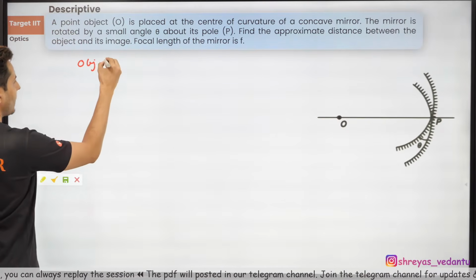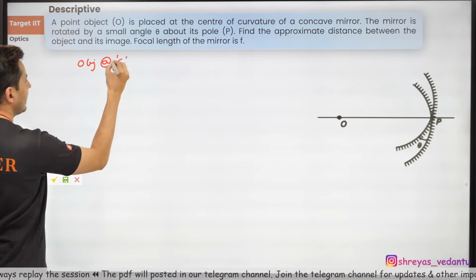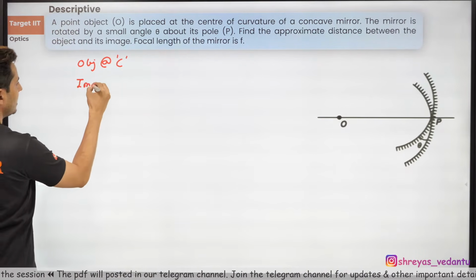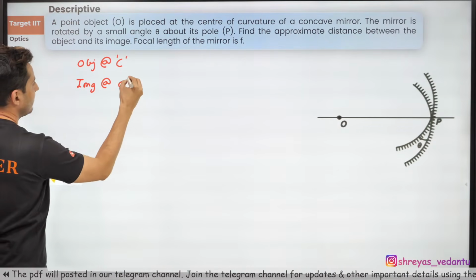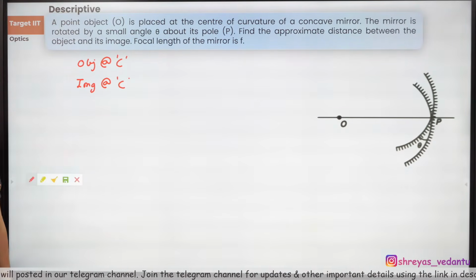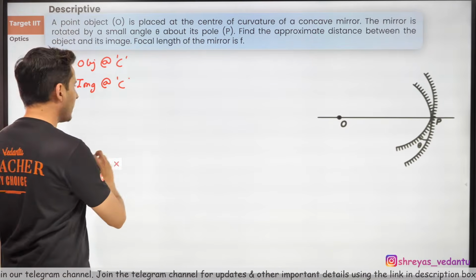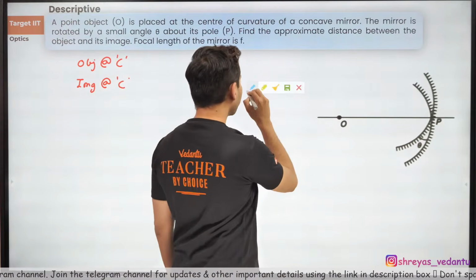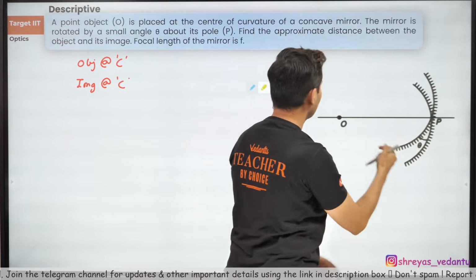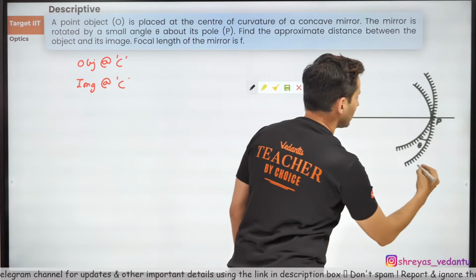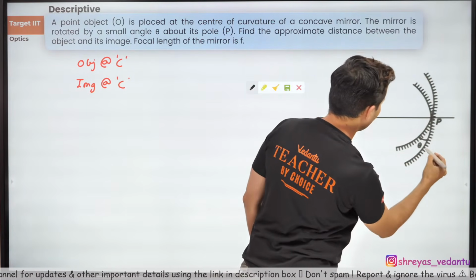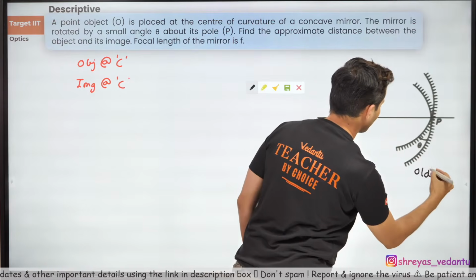Now when the object is at the center of curvature, the image is also formed at the center of curvature. Everybody knows this. Very good. Now here is what I'm going to do. See, this was the old mirror. So let me just mark it over here. This is that old position.